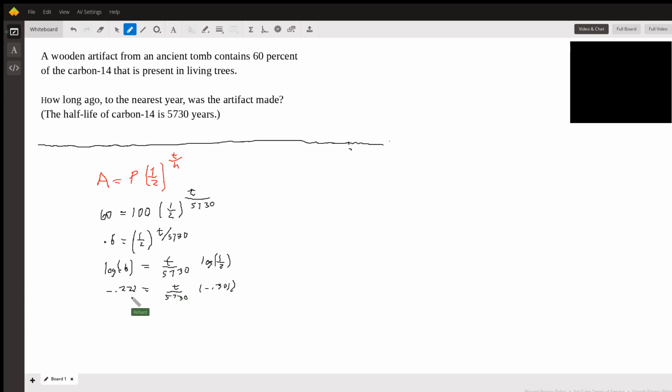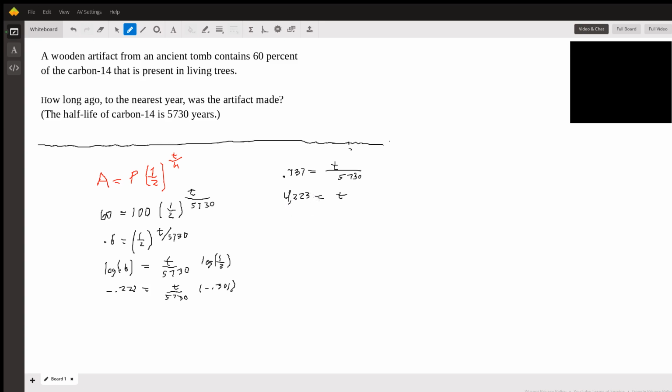So I'll just divide the two logs out. I'm going to take the first log and divide by the second one. And I get 0.737 equals t over 5730. And then just multiply that by 5730. We want to round this to the nearest year, so I get 4,223 years.